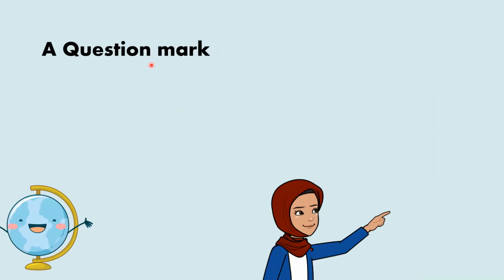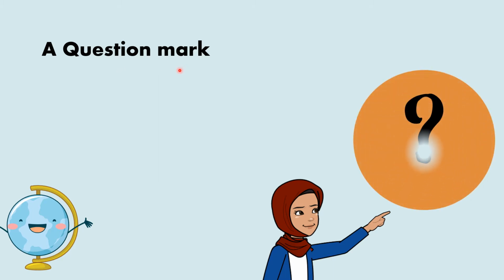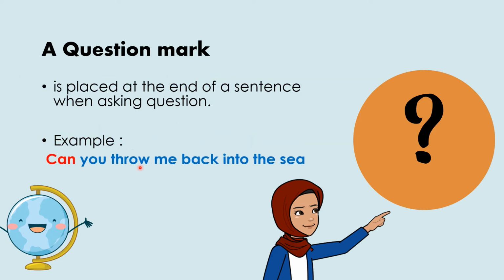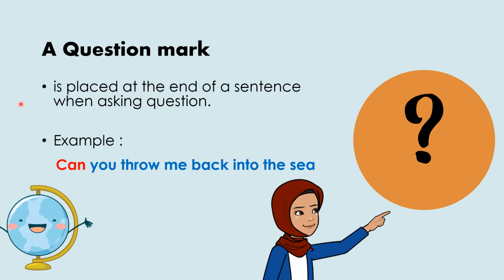Number 3, a question mark. When we use a question mark? A question mark is placed at the end of a sentence when asking a question. Example, Can you throw me back into the sea? So we must put the question mark at the end of the sentence because we are asking a question here. Can you?